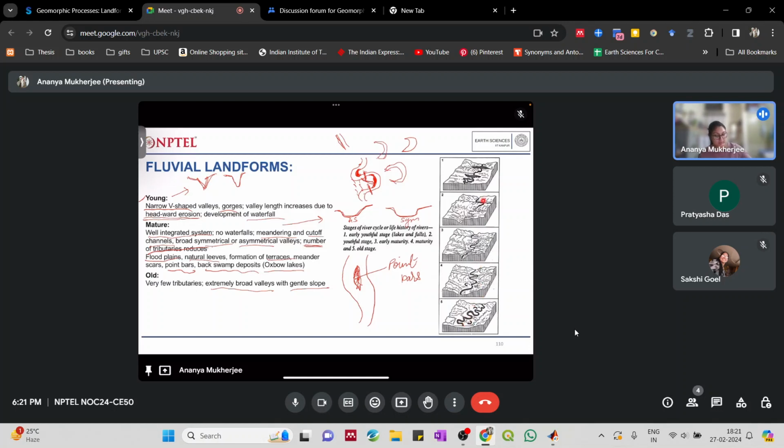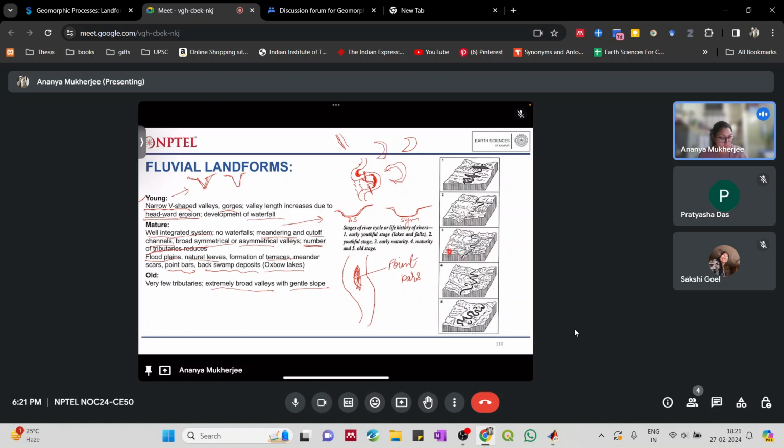You can see that in the start, the pattern in which the river is flowing is almost straight in nature, and the channel width is very less. There are more such narrow channels meeting the main river channel, and then they are moving downwards.